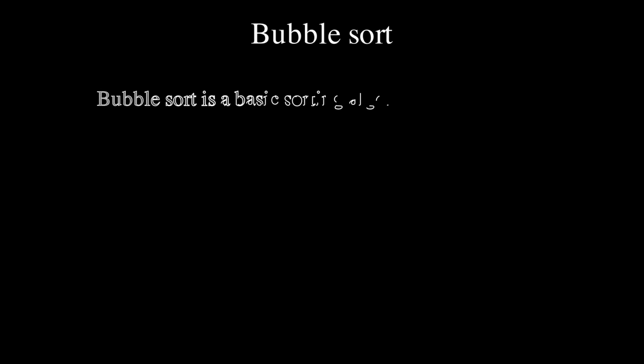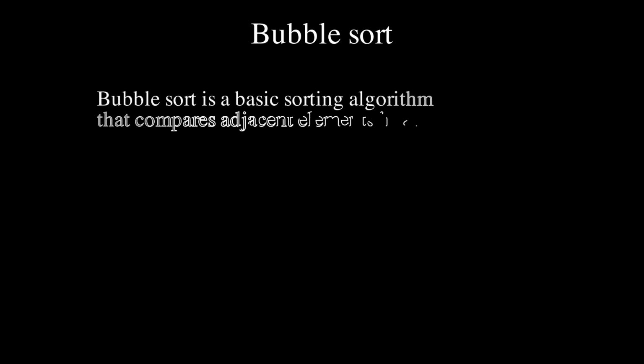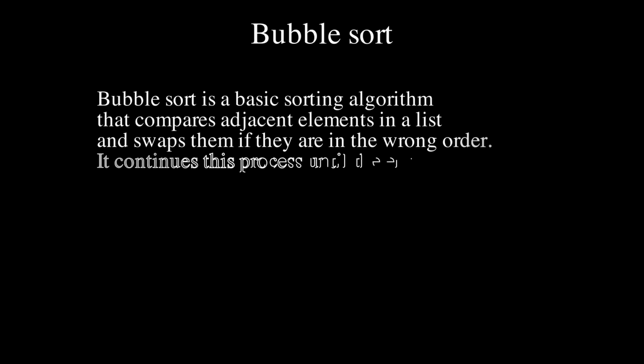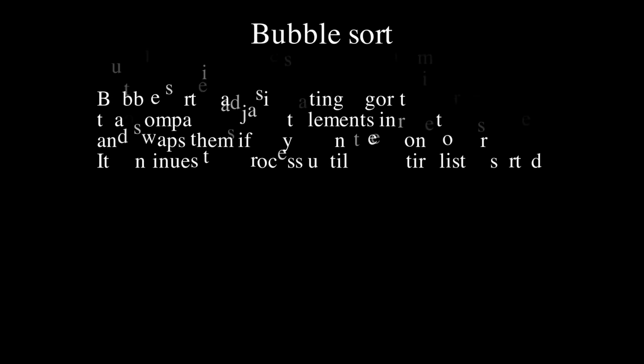In this video, we will take a look at bubble sort. Bubble sort is a basic sorting algorithm that compares adjacent elements in a list and swaps them if they are in the wrong order. It continues this process until the entire list is sorted. Let's see the bubble sort in action.